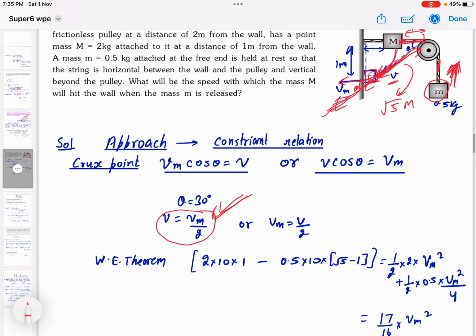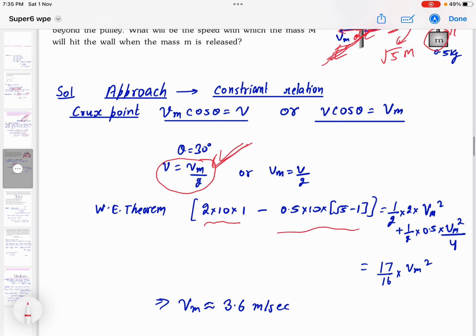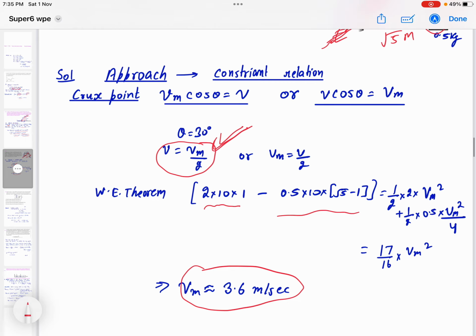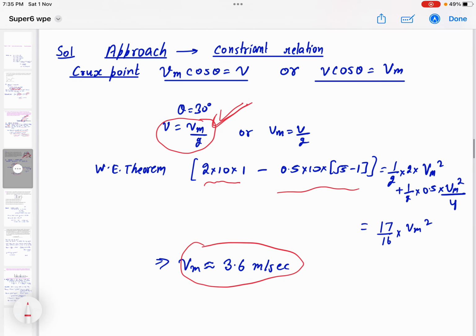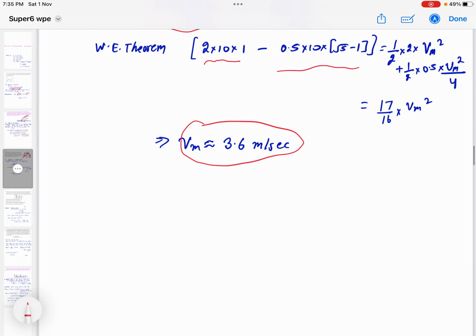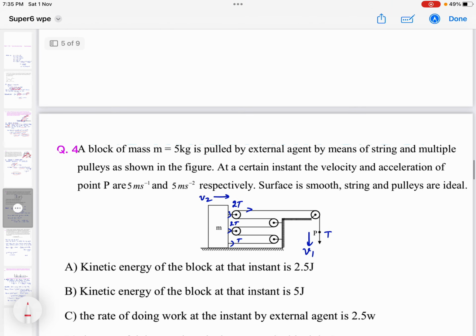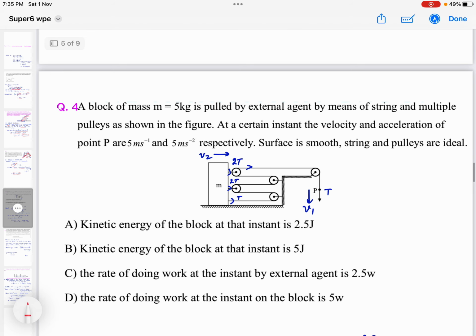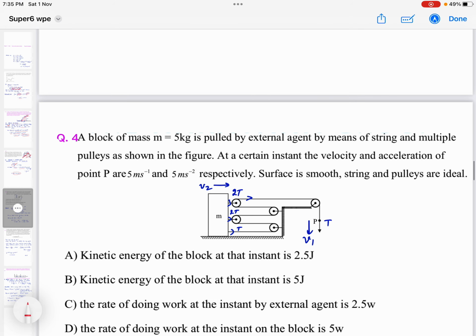So then the work energy theorem. Work done on capital M, work done on small m, change in kinetic energy, and like this I am writing. So what I am getting is Vm as 3.6 meter per second by the work energy theorem. Okay. Now question number 4. Question number 4 is again an easy question only, right?